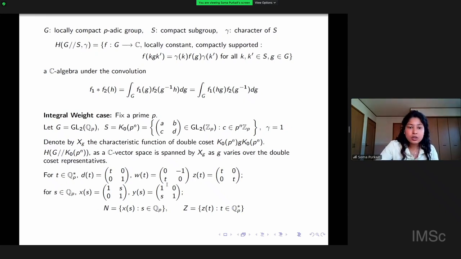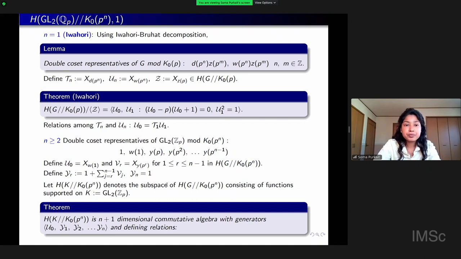Okay, that's good. Now let me come to the first case, when n equals one. That's the Iwahori case, the Iwahori Hecke algebra. The Iwahori Hecke algebra is known in vast generality when G is a general reductive algebraic group, but what we are looking at is only the case of GL2.